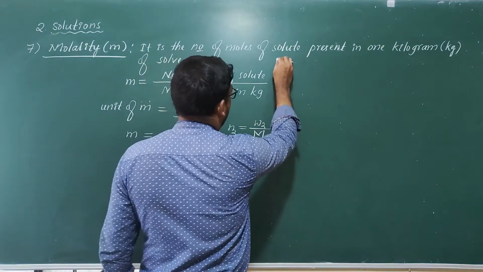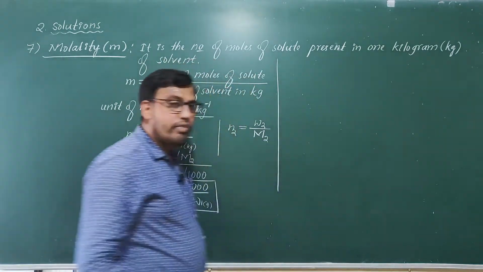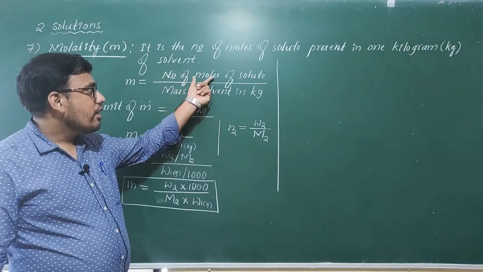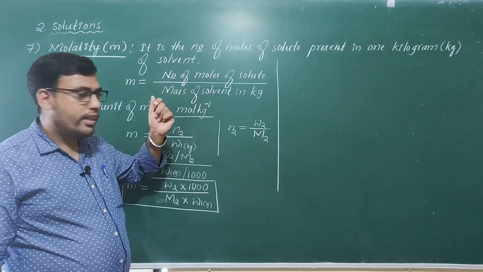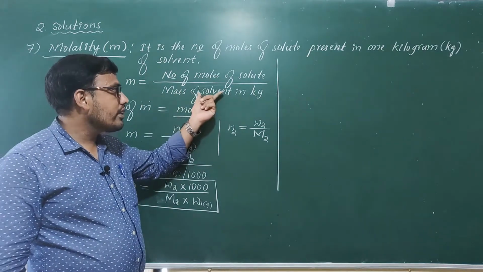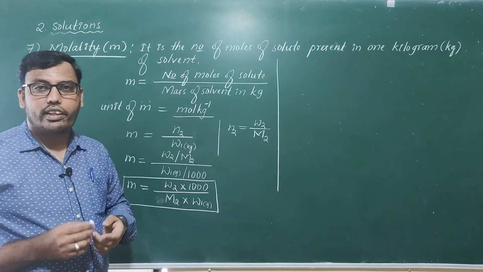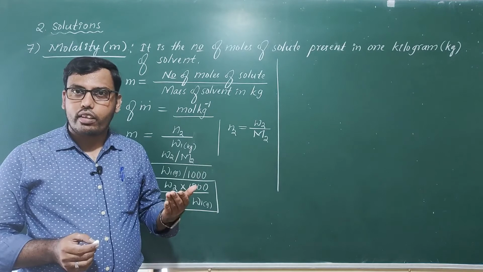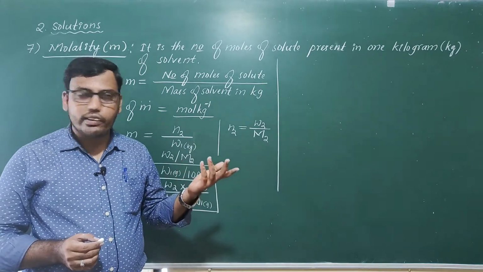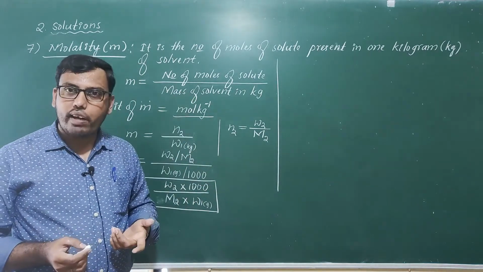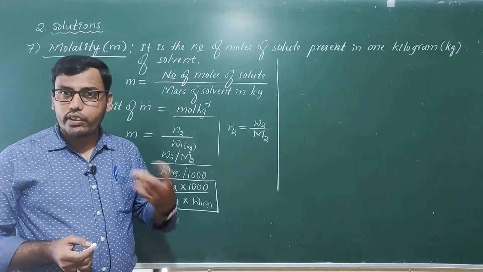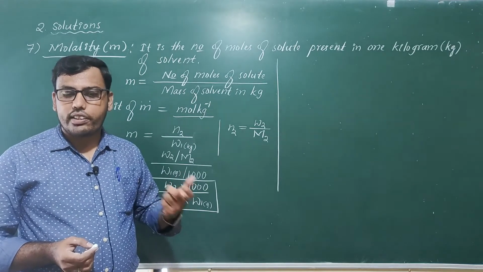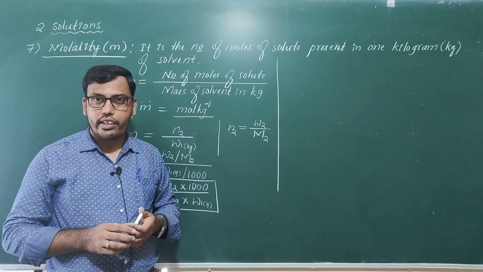So next I am discussing the effect of temperature. It is very simple. See this molality definition. We have number of moles in the numerator and we have mass of solvent in the denominator. Number of moles, how can we calculate? Mass by molar mass, means moles also depends upon mass. In the denominator also we are having mass. Mass is not going to change with temperature. So therefore molality is a temperature independent quantity.